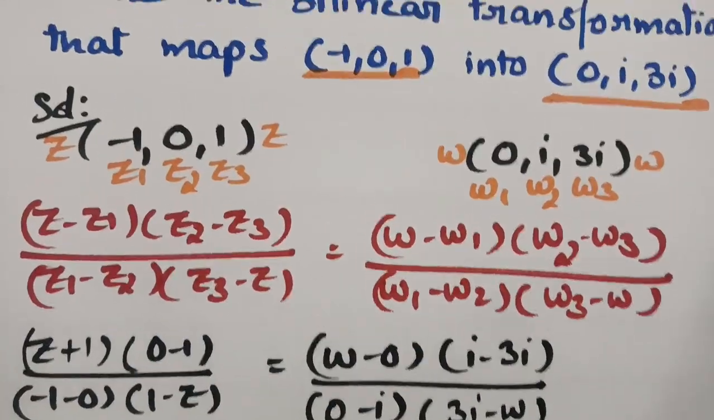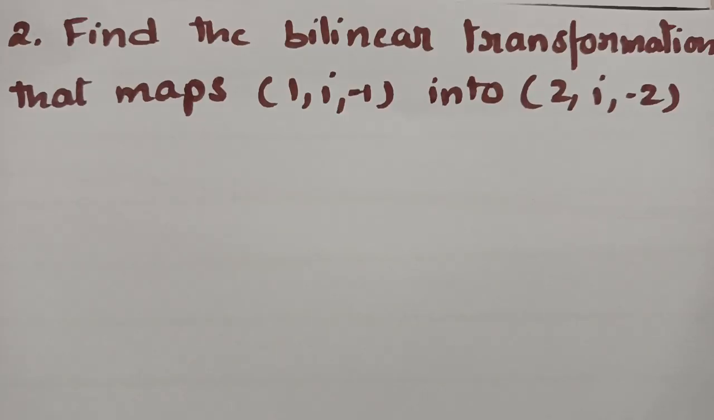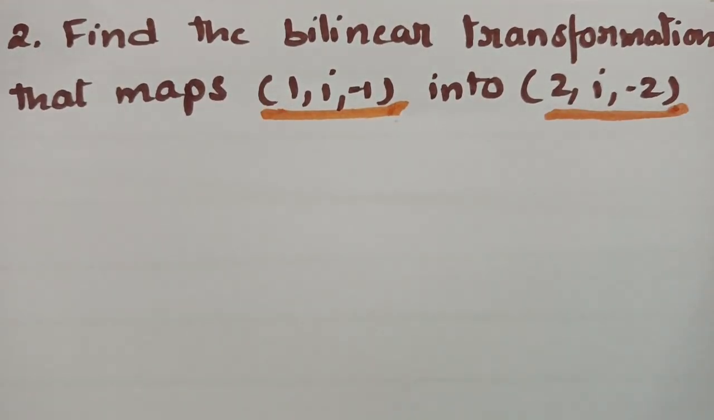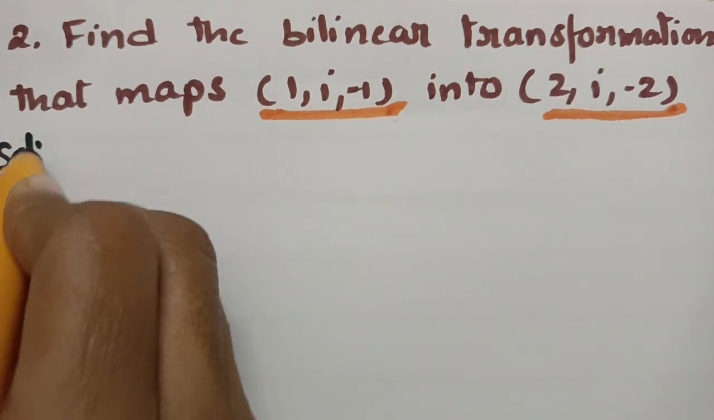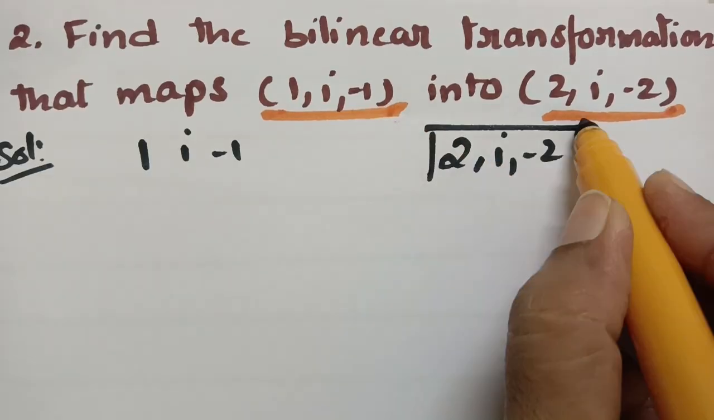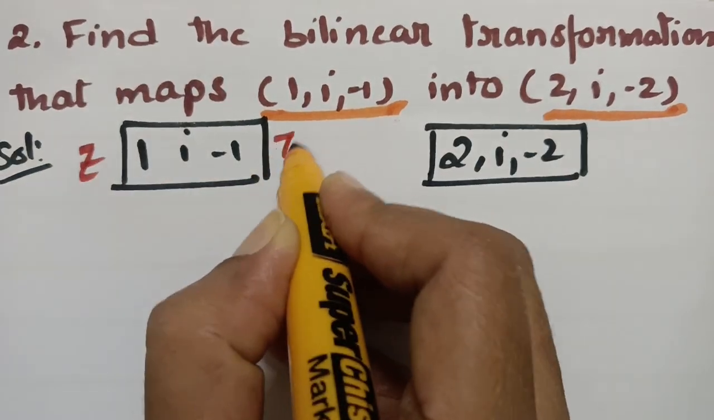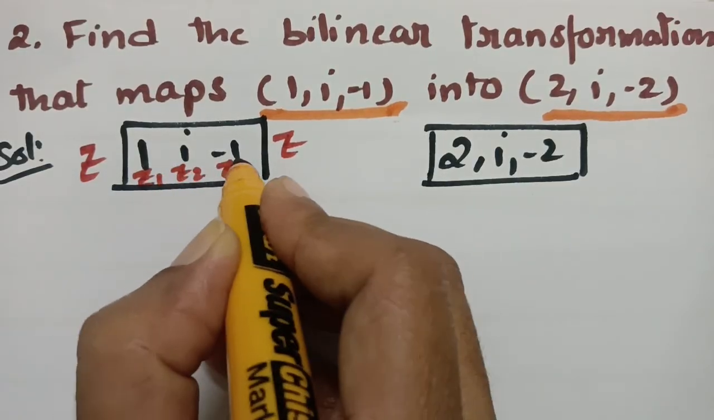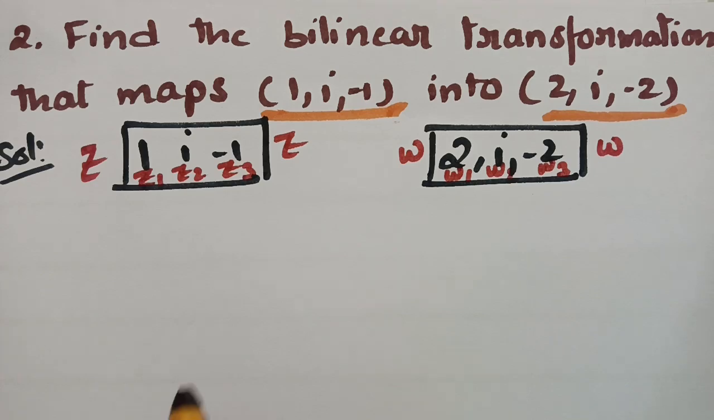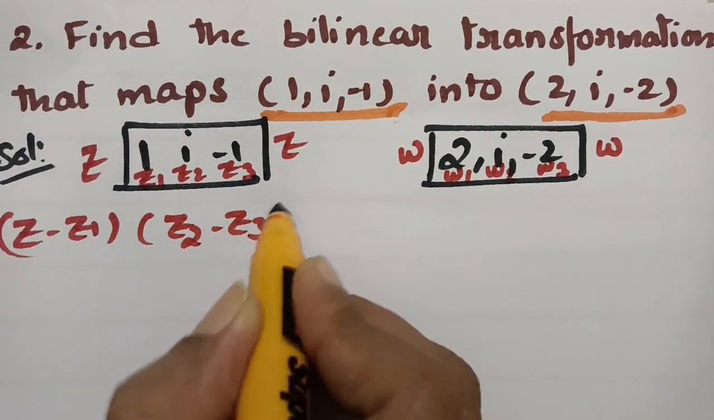and therefore this is the final answer. And the next thing here is, find the bilinear transformation that maps 1, i, minus 1, and the next one is 2, i, minus 2. So here are the two values again here. We have to consider these values as z, and these values as w. If we take in the solution, this is 1, i, minus 1, and this is 2, i, minus 2. So here these are the w values, and these are the z values. So if you consider this as z, this value is z1, this is z2, and this value is z3. So this is w1, this is w2 and this value is w3. So the formula here is very simple: z minus z1 and next one z2 minus z3, clear, divided by.